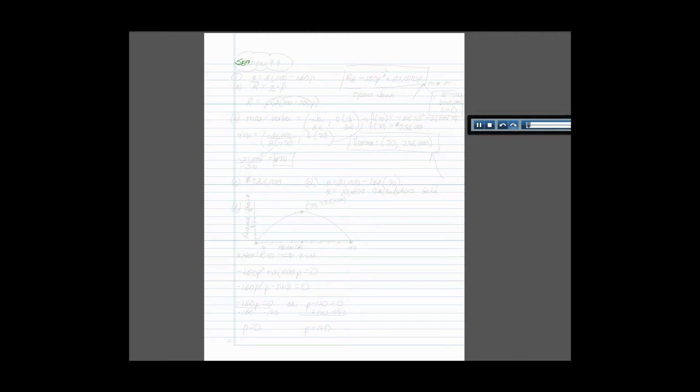This is section 4.4, and it's on quadratic models and applications, real-world applications that use quadratic models and quadratic functions. So if you look at the top of your notes, it says applications with quadratic equations.